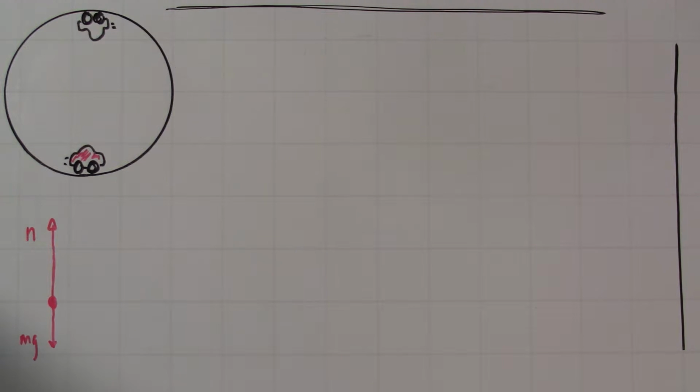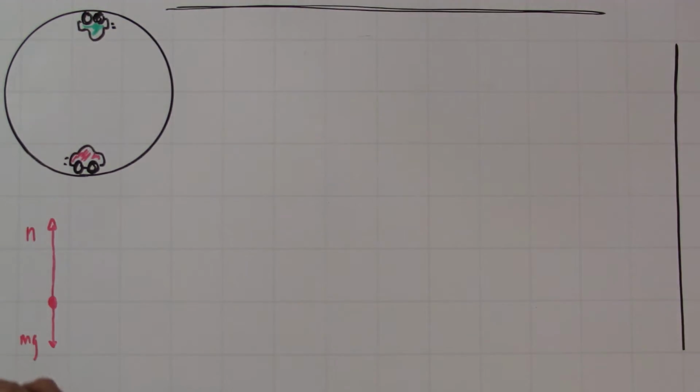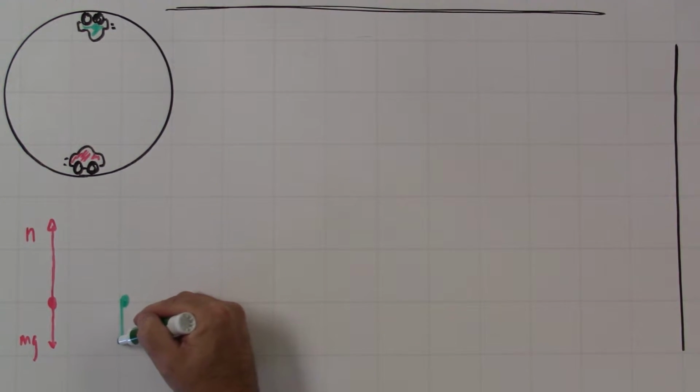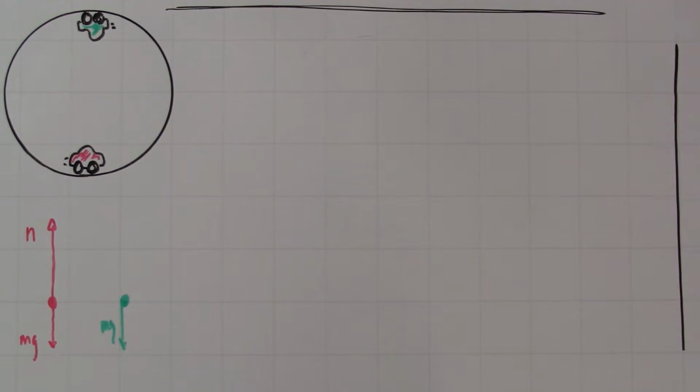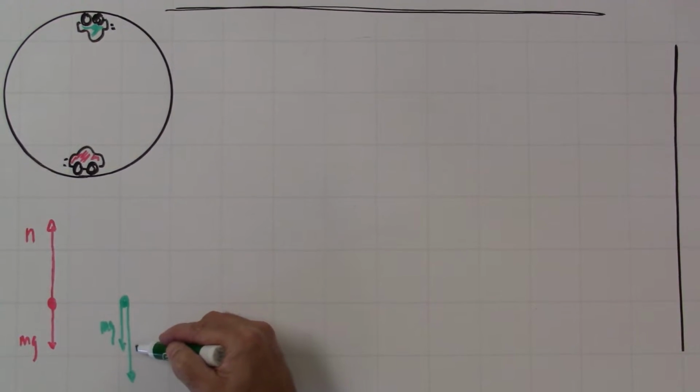If we draw a force diagram for the car at the top of its loop, we'll make this one green. What we'll notice here is that the earth is still pulling down with the same amount of force. That's still mg. But because now it's underneath the track, the only way the track or the cage or whatever you want to call it can push it is in the down direction. It's still a normal force.